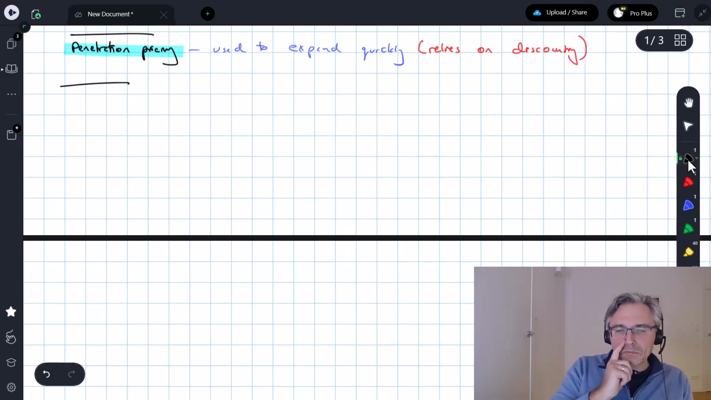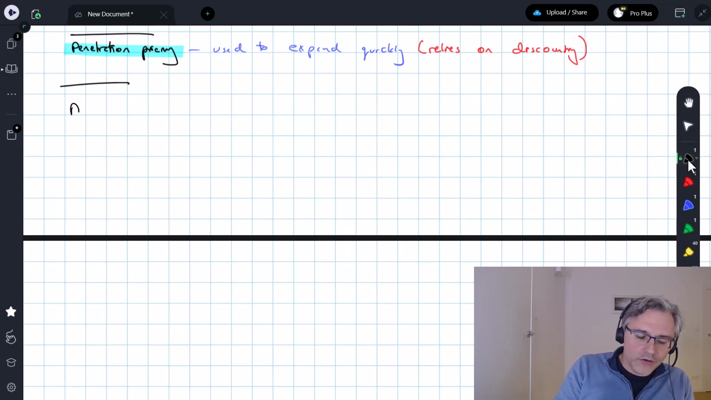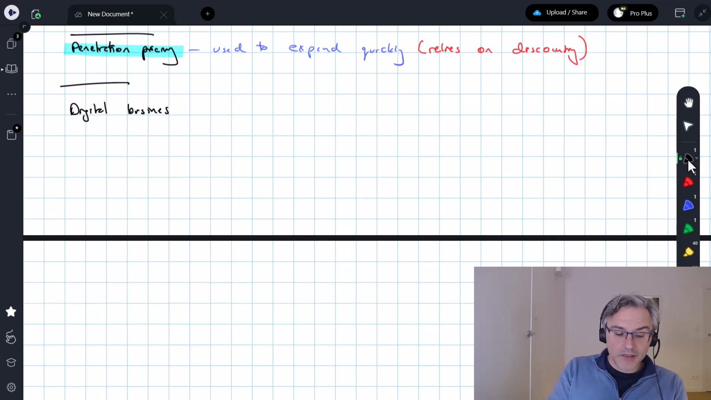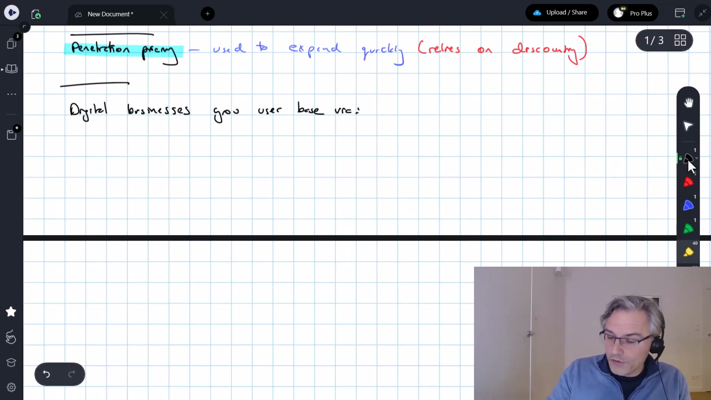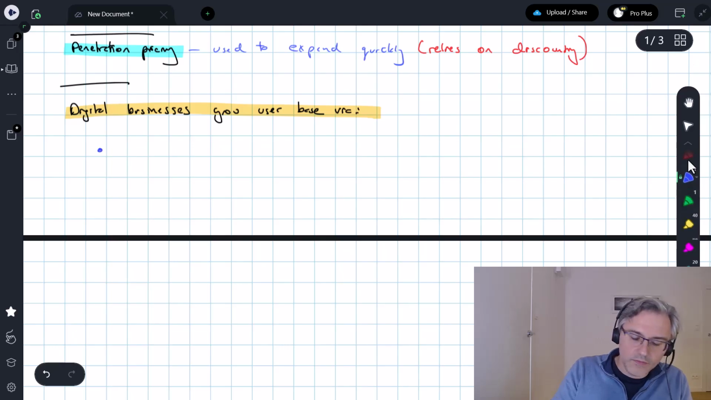Right. A few remarks on how digital businesses grow their user base. I'm sure there are plenty more strategies than those listed in your book, but your book just talks about two examples. The first is the freemium business model.